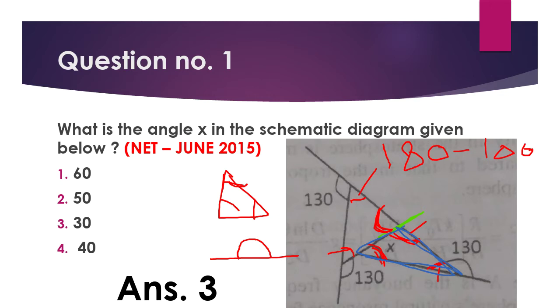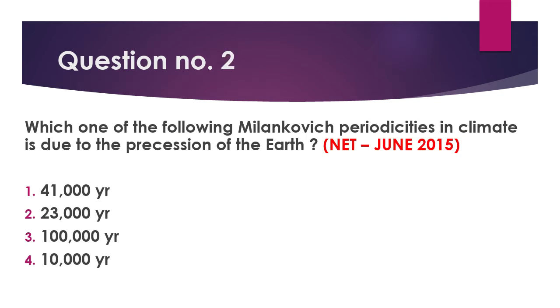Okay, now the second question. Which one of the following Milankovitch periodicities in climate is due to the precession of Earth? So here are 4 time periods: 41,000 years, 23,000 years, 100,000 years, and 10,000 years.